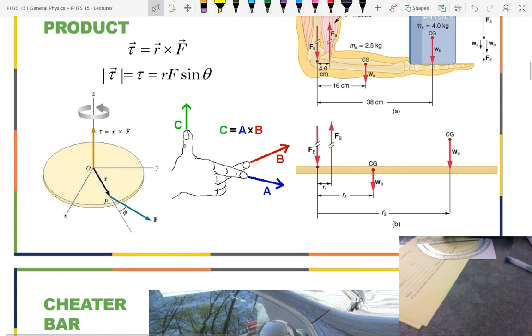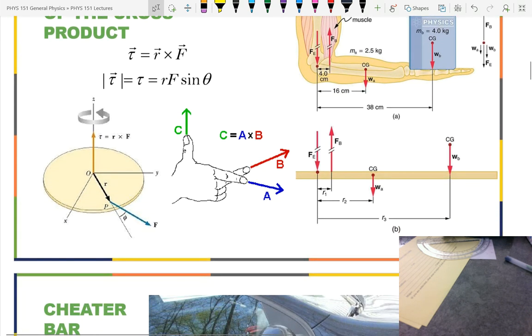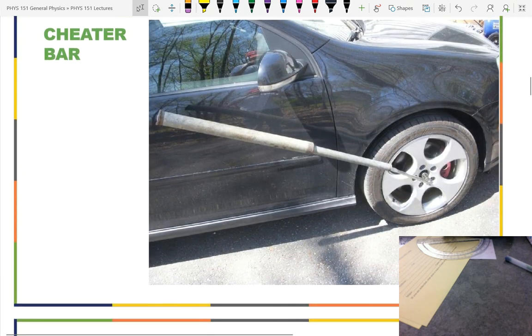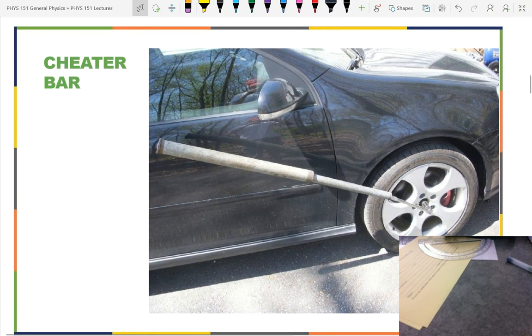We are going to work some equilibrium problems. So here's an example of an equilibrium problem. I will work with something like this in a minute. Let's start with something very, very basic.